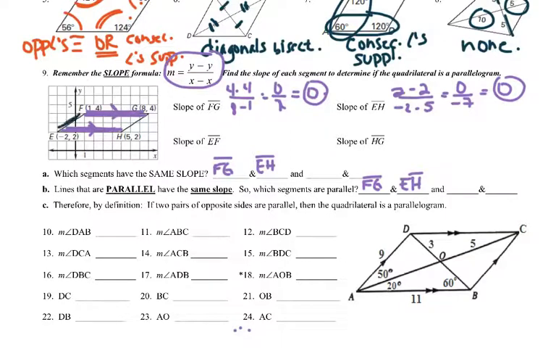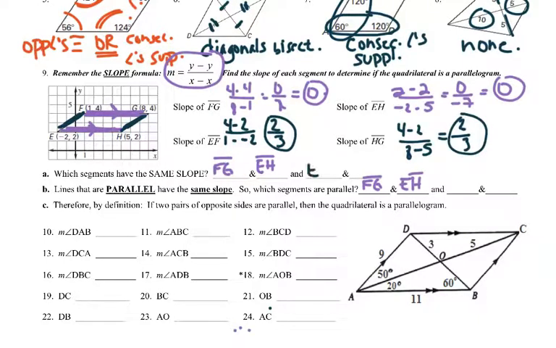You could probably guess that these two segments are going to turn out to be parallel too, and you're right. If I do the slope of EF, y minus y over, and I have to do it in the same order, x minus x, so 1 minus -2, so 2/3 is the slope there. The slope of HG, 4 minus 2 over 8 minus 5, is also 2/3. So those two segments have the same slope, EF and HG. Since those two segments have the same slope, those two segments are parallel.